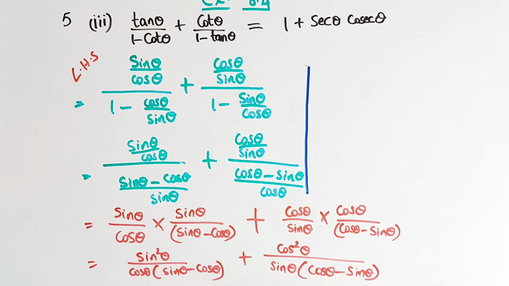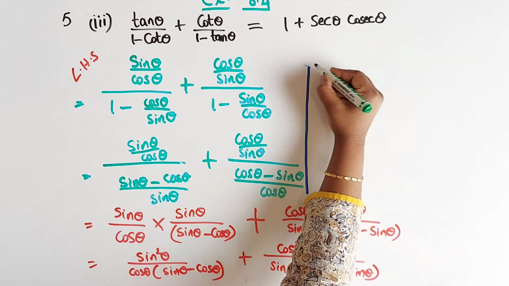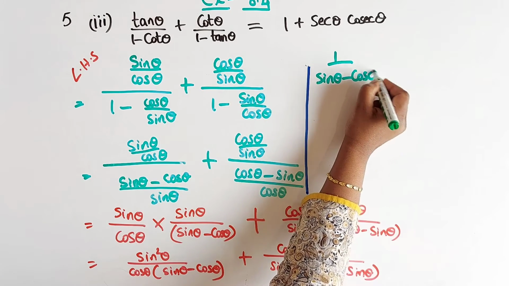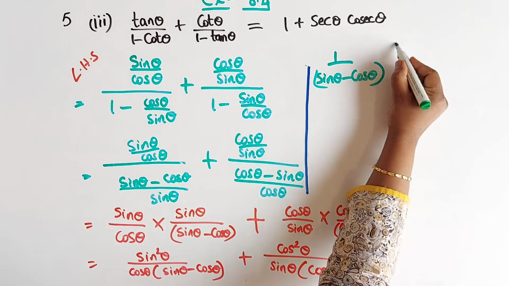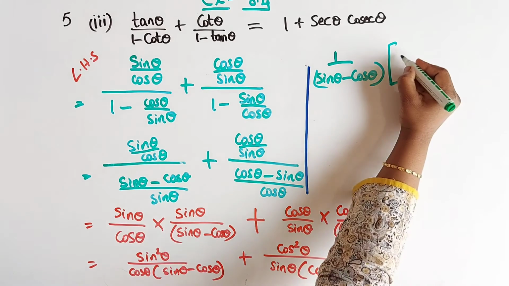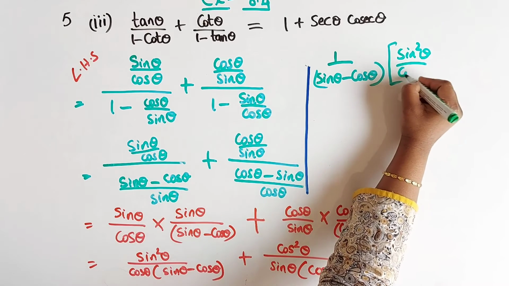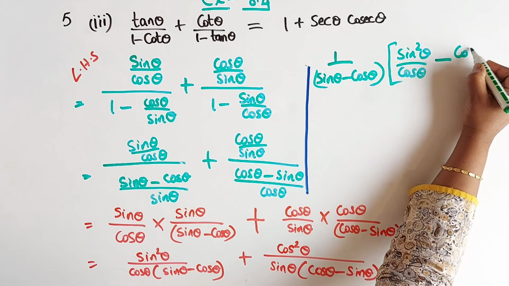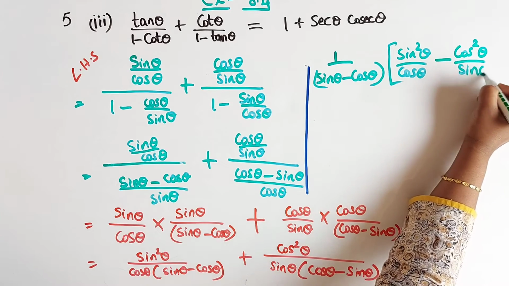Now see in denominators, children, sin theta minus cos theta here and cos theta minus sin theta here, so that we can take common sin theta minus cos theta, right? So here I am writing, we'll take 1 by sin theta minus cos theta as common. So what are the remaining? Here sin square by cos theta is there. And here, not plus, cos square theta by sin theta. Here we are taking sin theta minus cos theta common, that means minus will be there. Minus into plus is minus. So it will be minus cos square theta by sin theta.